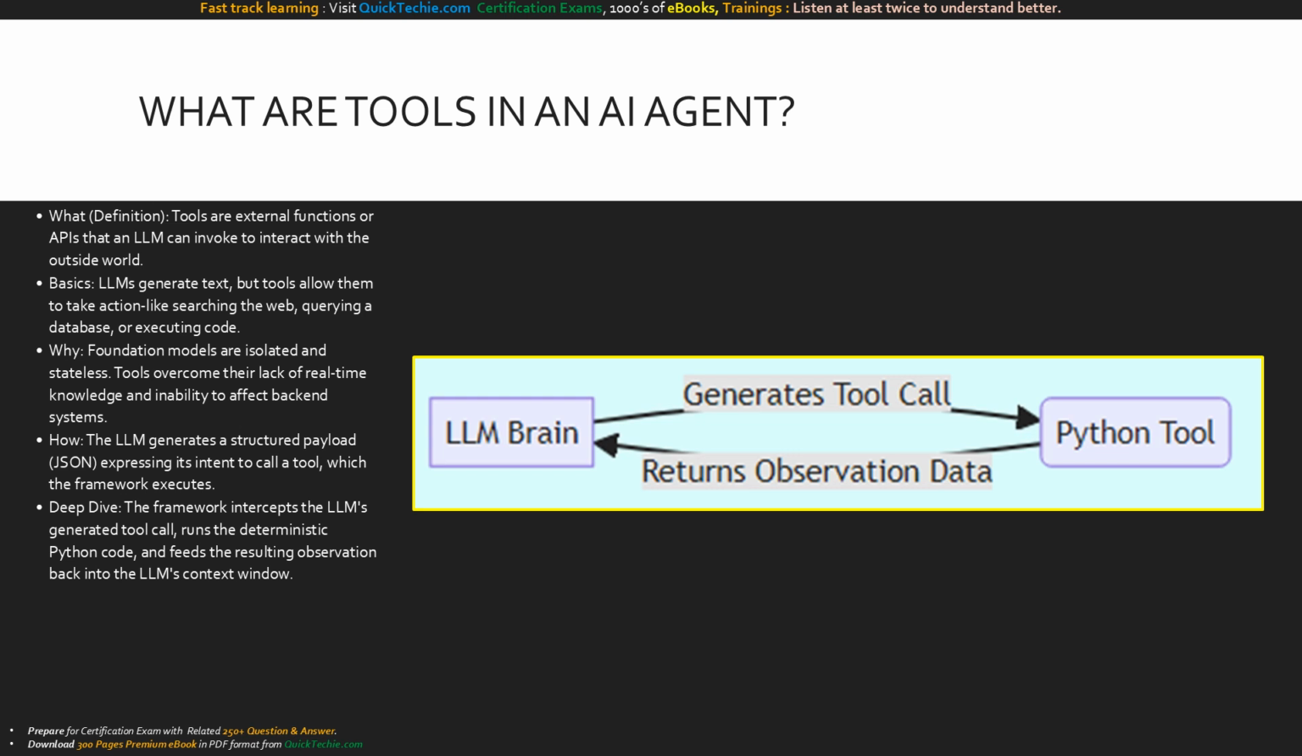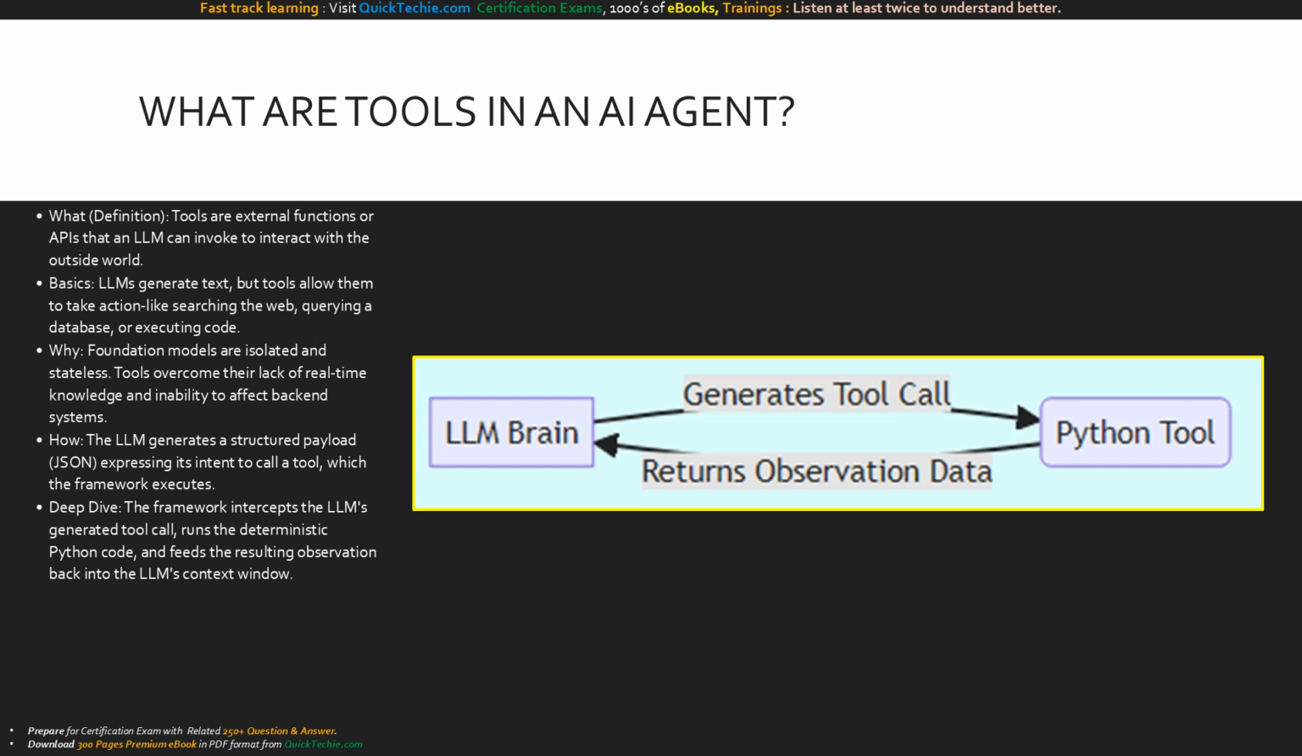When we define a tool, we are creating a bridge between the non-deterministic natural language environment of the LLM and the deterministic programmatic environment of your backend systems. How does it work? The LLM doesn't execute the code itself. Instead, it generates a structured JSON payload, indicating its intent to use a specific tool and providing the necessary arguments. Your framework parses this intent, executes the Python code, and feeds the observation back to the model.